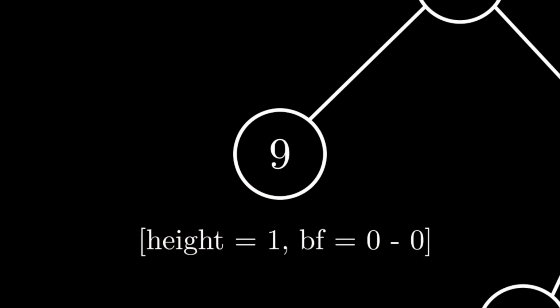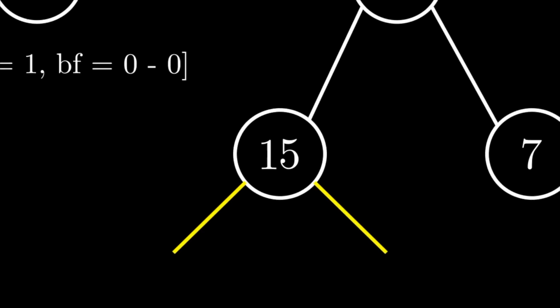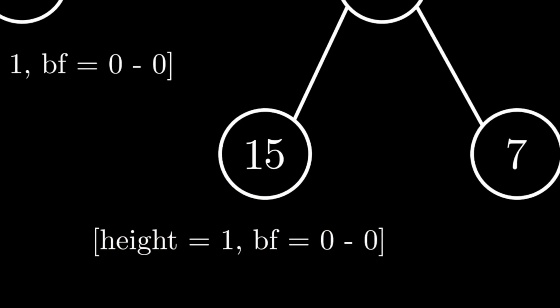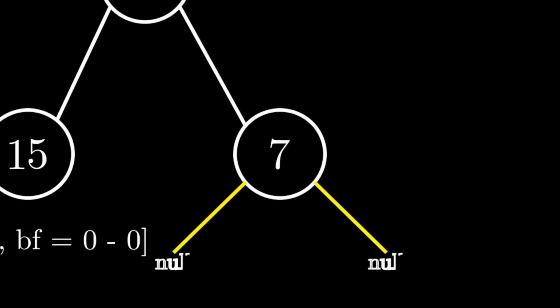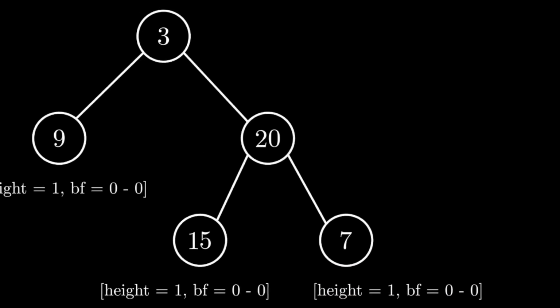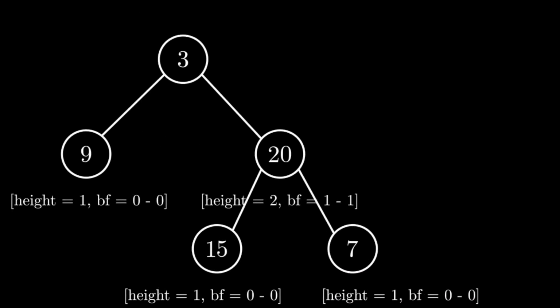We now move to the leftmost node on the right side, and we see that this tree also has a balance factor of 0 and a height of 1. It's the same thing for the right side. These results now propagate upward to the parent node. The height increases by 1, but the balance factor is still 0.